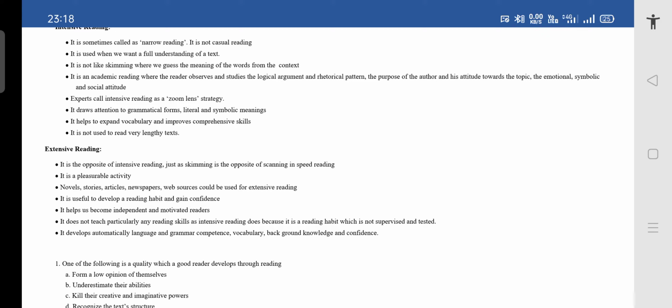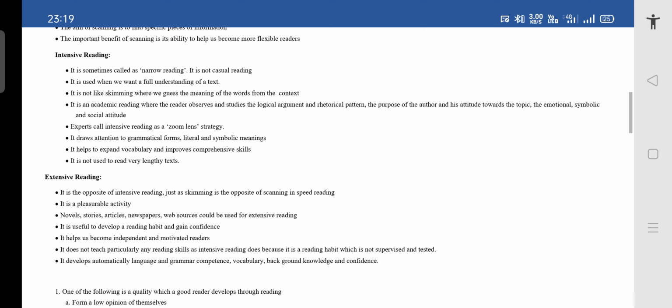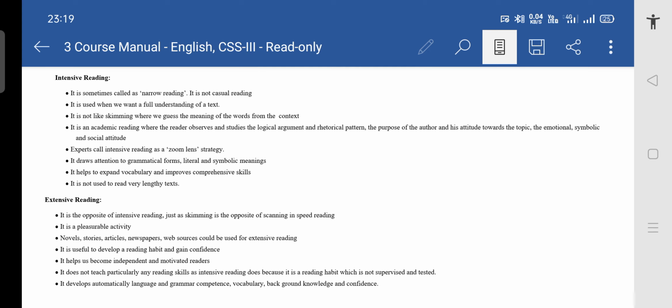It is useful to develop a reading habit and gain confidence. It helps us become independent and motivated readers. It does not teach particularly any reading skills as intensive reading does, because it is a reading habit which is not supervised and tested. It develops automatically language and grammar competence, vocabulary, background knowledge, and confidence.